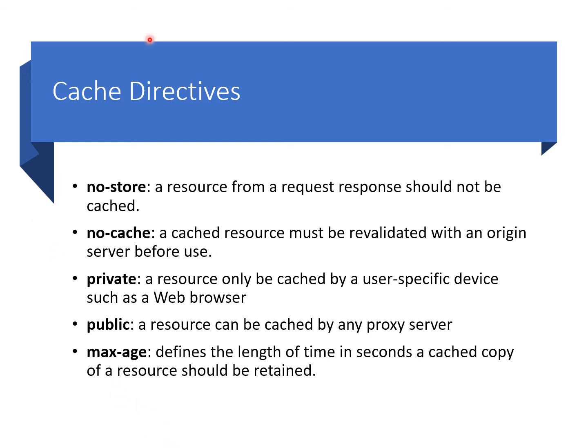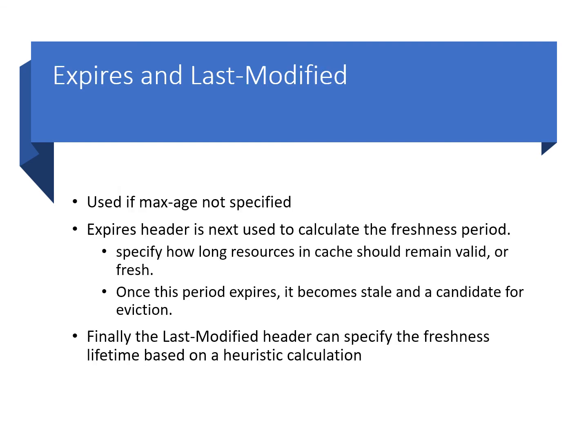The max-age defines the length of time in seconds a cached copy of the resource should be retained. This is essentially the time to live as I described in the previous lesson. After expiration, a cache must refresh the resource by sending the request to the origin server. If max-age is not specified in a response, there are two other HTTP headers that can be used to specify how long cached data is retained. These are the Expires and Last-Modified headers.